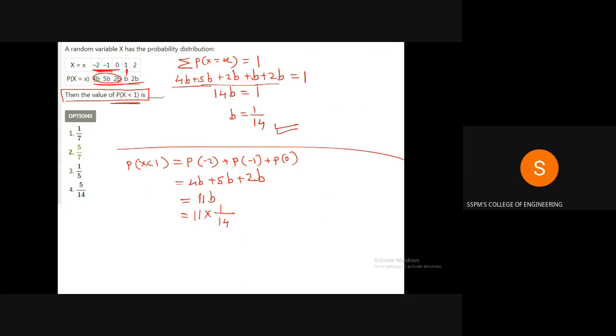So this is 11b. What is the value of b? It is 1 by 14. So it is 11 divided by 14. So it should be 11 divided by 14. The given answers are wrong, so this is not the answer. The correct answer is 11 by 14, not this one. Okay. Next question.